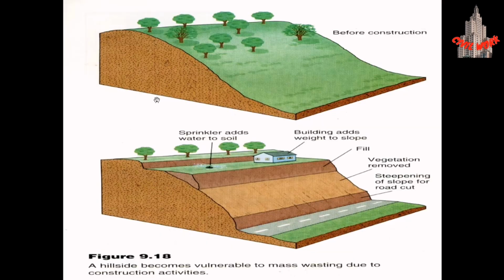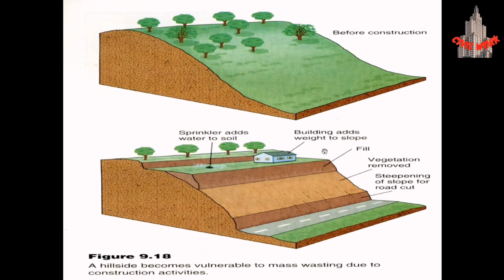This figure shows the slope stability profile. Here we have the natural slope before the construction, but when we construct man-made structures over the slope, we have to fill the area. And when a sprinkler adds water to the soil, or water falls on the soil in the form of rain, it can lead towards the instability of the slope.